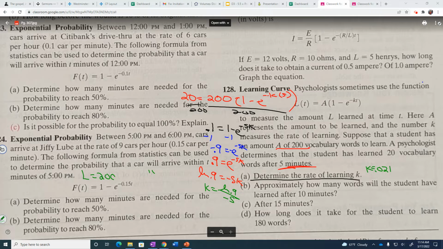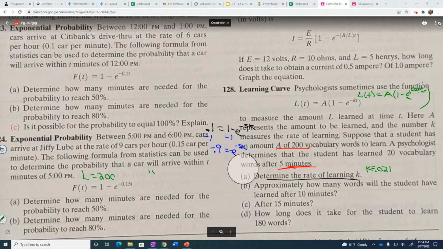And then what we do is we now have our new equation. We use this new k for our equation. So now L of t is A times 1 minus e to the negative 0.021t. And that's going to be the equation we use. So then for part B, how many words in 10 minutes? We're then just going to replace the t with 10. So we'll just plug it in.